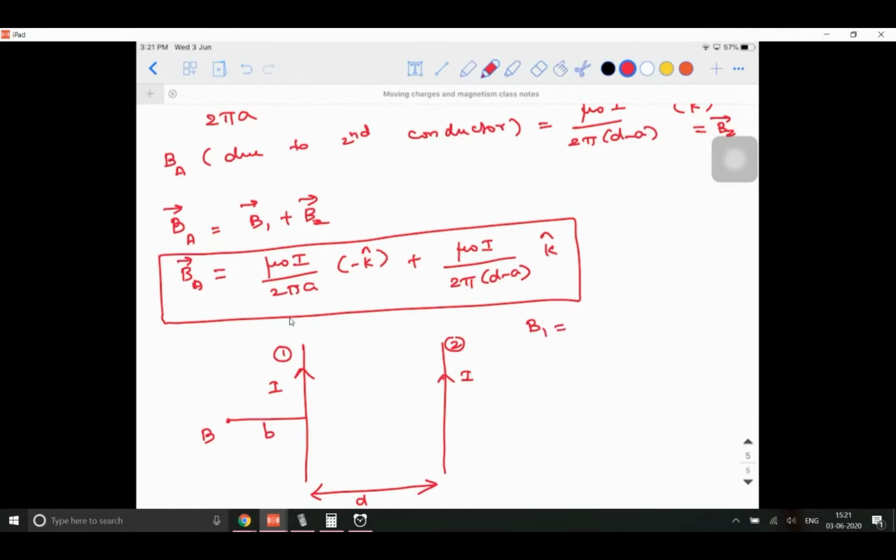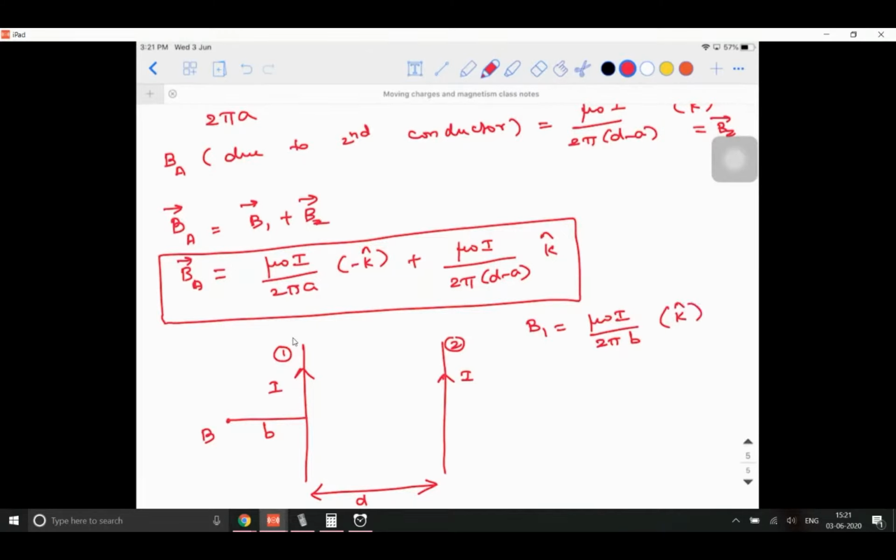What is the magnetic field due to the first conductor at point B? Mu naught I by 2 pi B. Direction? K cap. Are you sure? It is K cap only.